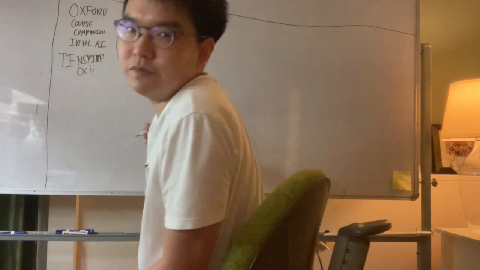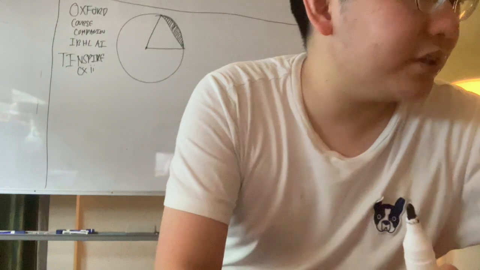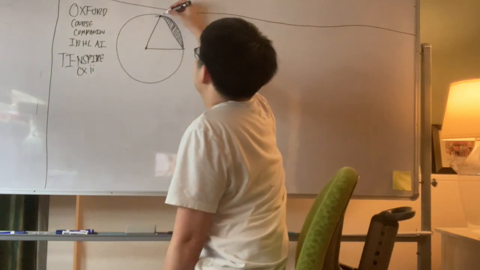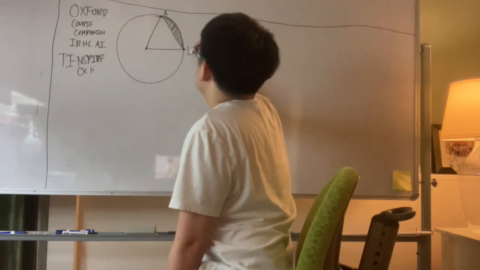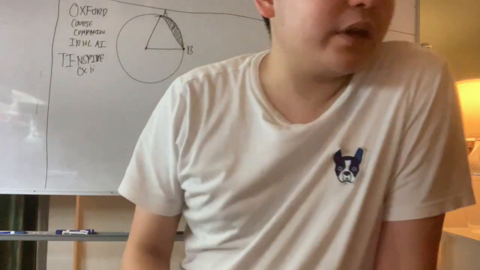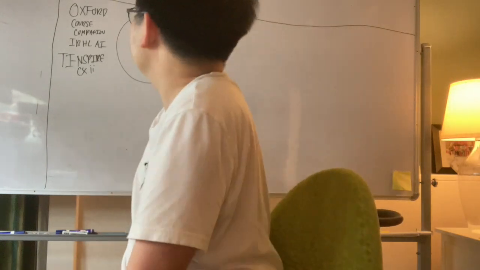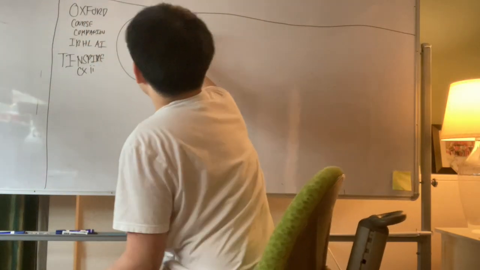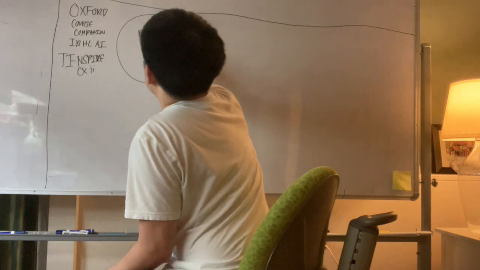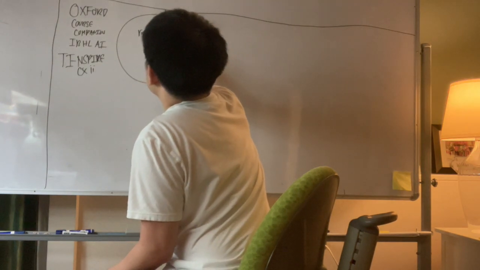I'm getting ahead of myself. First, let me spell out all the given stuff. So you have points A and B. This is point A. This is point B. They subtend an angle theta, and this radius is 5 centimeters.